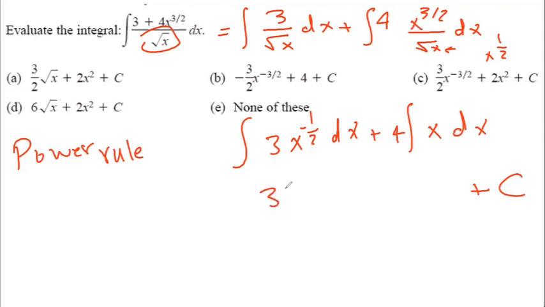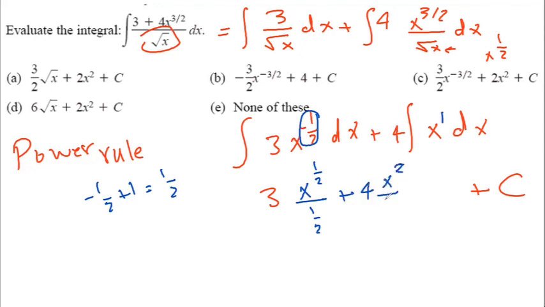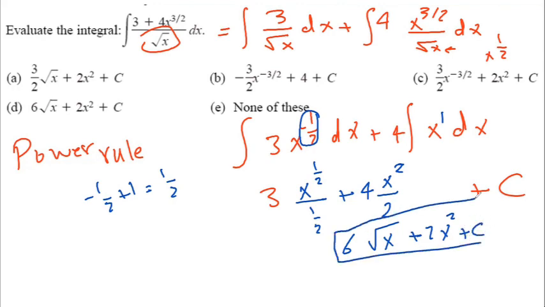So as we know for the power rule, we increase the power, negative half will become positive half because we add 1. Remember, we add 1. Then divide by this new power. Same thing we do for x power 1, so that's x squared over 2. Simplify and you get 3 over half, that's 6 root x plus 2 x squared plus an arbitrary constant. So this should be choice or option D.